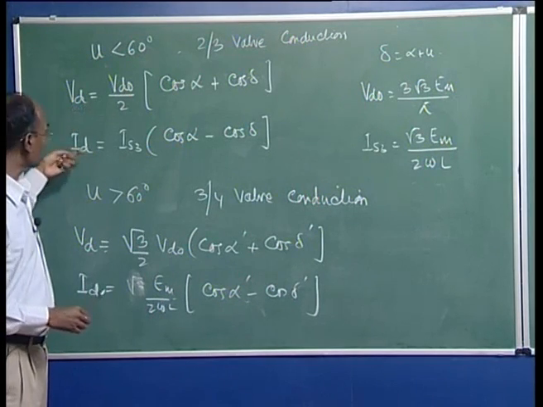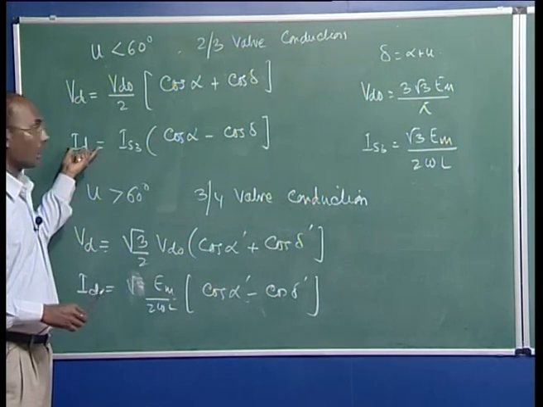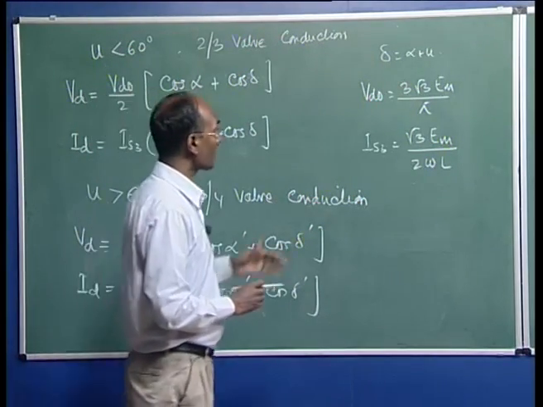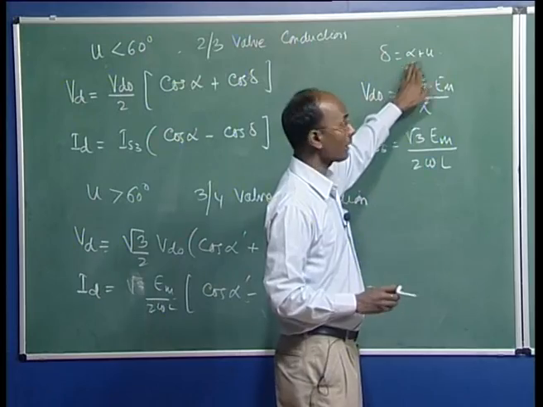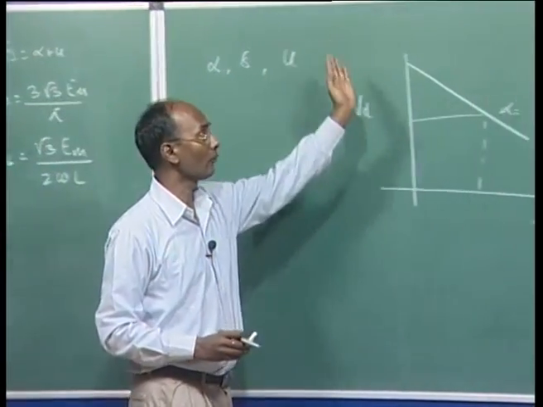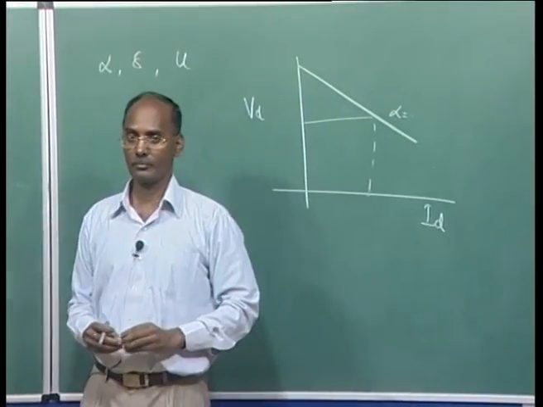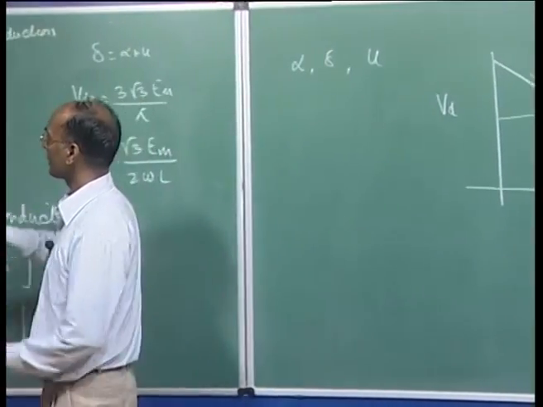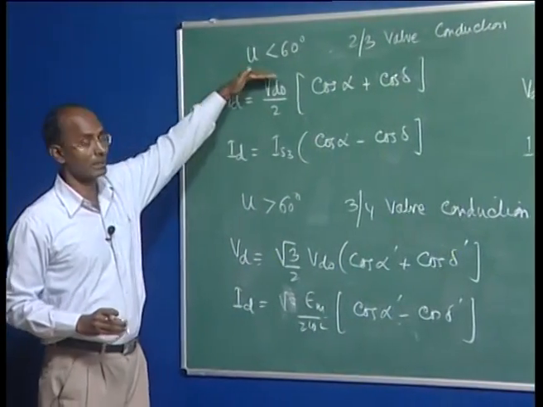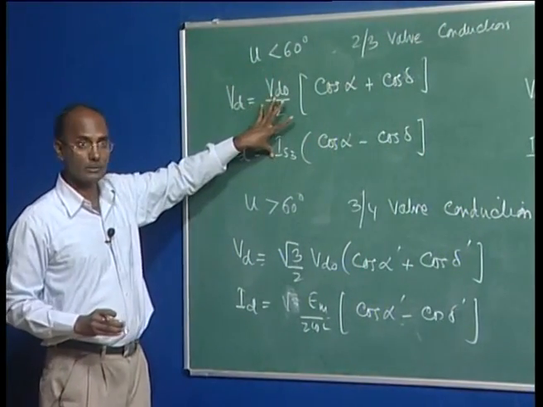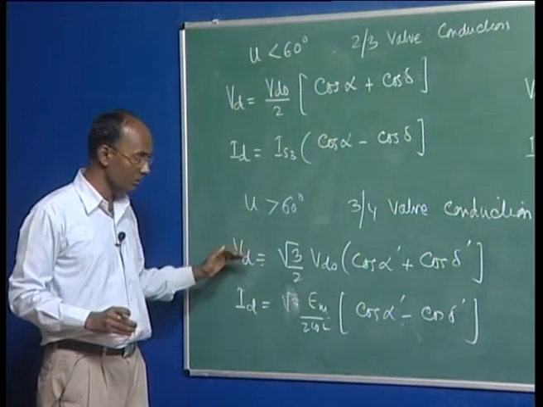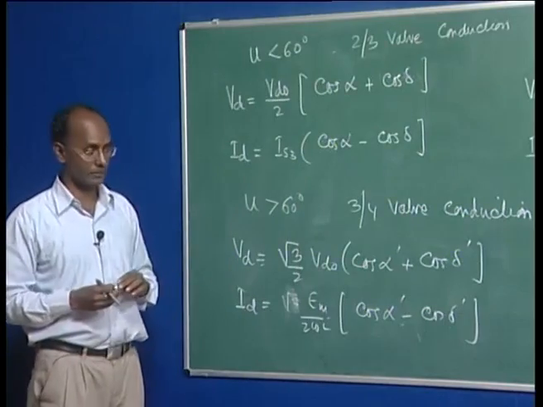So, our x axis will be your ID and your y axis will be your VD, and then for a given constant value of alpha, or constant value of delta, or constant value of u, we can draw the characteristics. These are simple equations, but the only difference is that we have two modes: when u is less than 60, we have one set of equations, and when u is greater than 60, we have two different equations compared to the previous one.